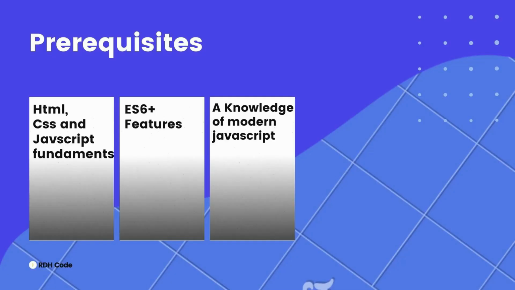Now then, what are the prerequisites to get started with Svelte? Well, HTML, CSS and JavaScript fundamentals are absolutely necessary. For this course, I'll also be making use of ES6 plus features, so knowledge of modern JavaScript is also essential. You don't have to be an expert in these prerequisites, but there are a few modern JavaScript features that make it so much easier to write Svelte code. My goal is to make sure we all advance from complete beginners to experts in Svelte.